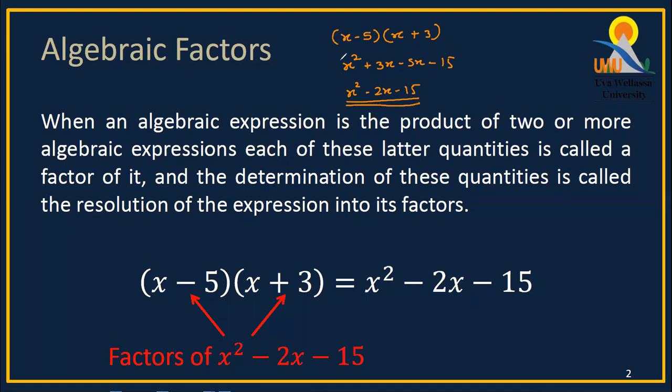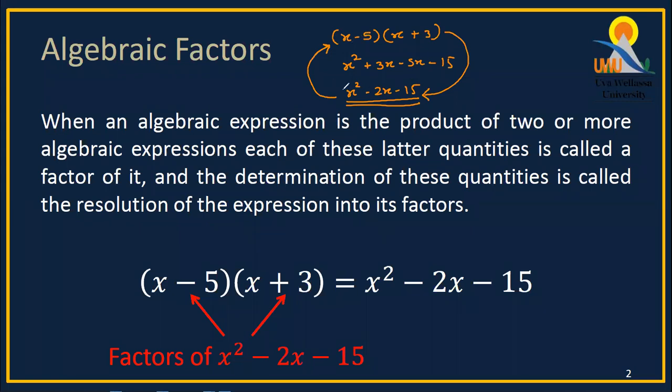Now, if you think in the backward method of this calculation, that is, if you already have x squared minus 2x minus 15, then you should be able to write it in this form. You have converted x squared minus 2x minus 15 into the multiplication of two other algebraic expressions, x minus 5 into x plus 3. In a situation like this, we can say that x minus 5 and x plus 3 are the factors of x squared minus 2x minus 15. It is because once you take the product of these two factors, you get the quantity x squared minus 2x minus 15.